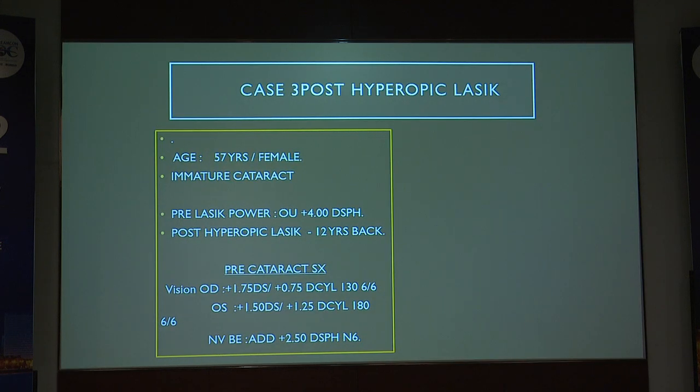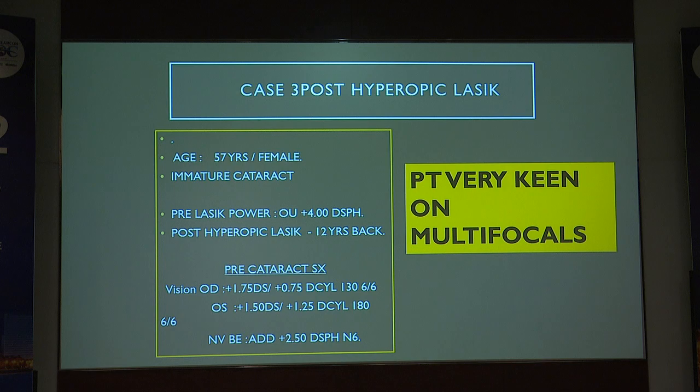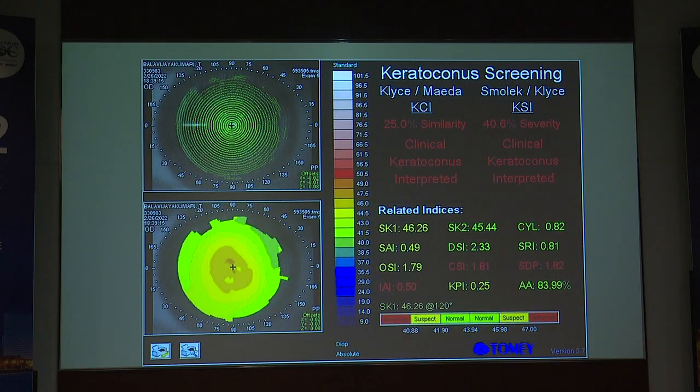This again is a patient with a pre-LASIK power of +4. She's been very happy without lenses. Now she's very keen on multifocal lenses. See, look at this map. It shows a clinical keratoconus interpreted. It is actually not keratoconus. It is just a hyperprolate cornea.